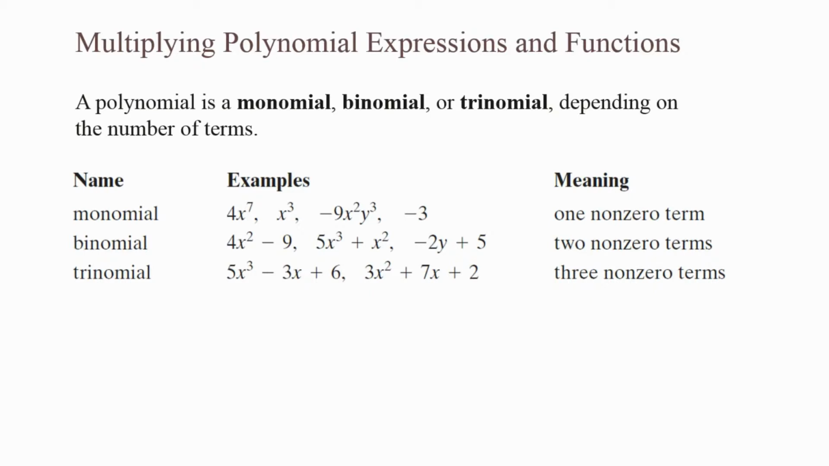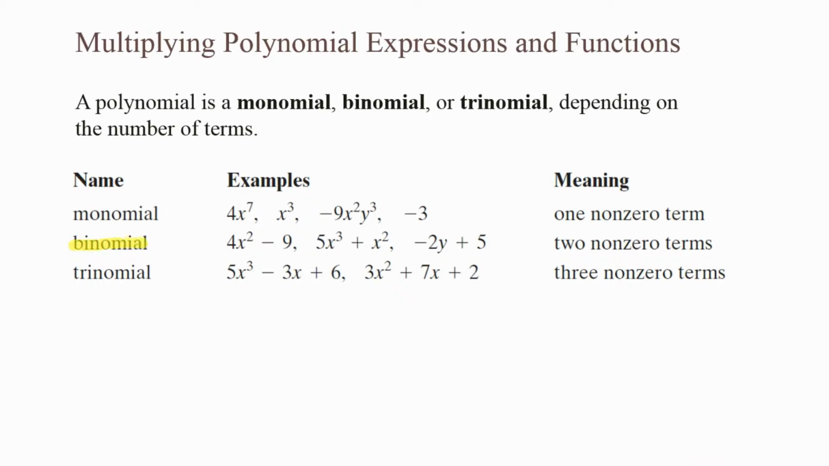Multiplying polynomial expressions and functions. A polynomial is a monomial, binomial, or trinomial, depending on the number of terms. A monomial has one non-zero term. Examples of a monomial are 4x to the 7th, x to the 3rd, negative 9x squared y to the 3rd, or negative 3.